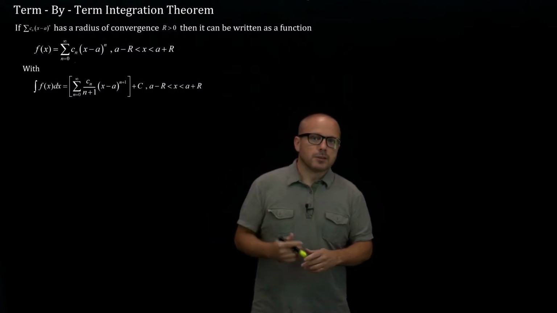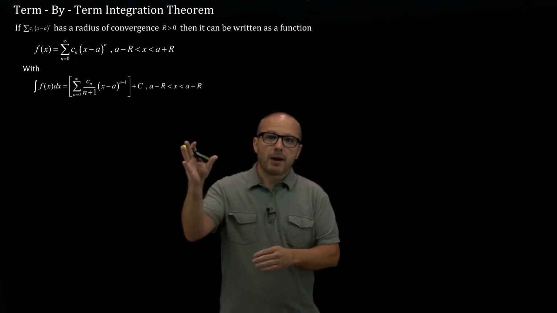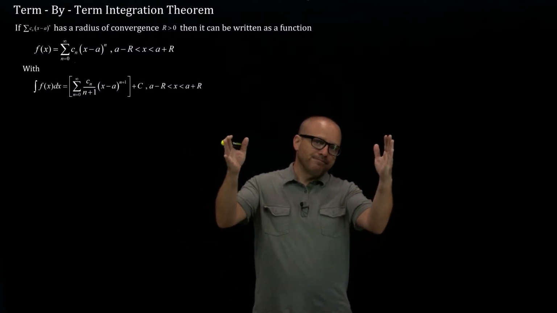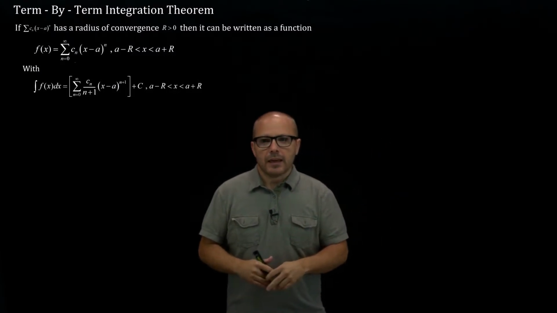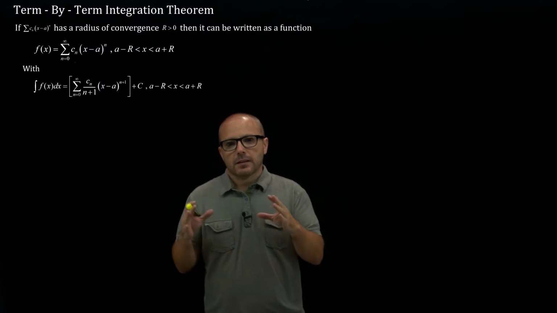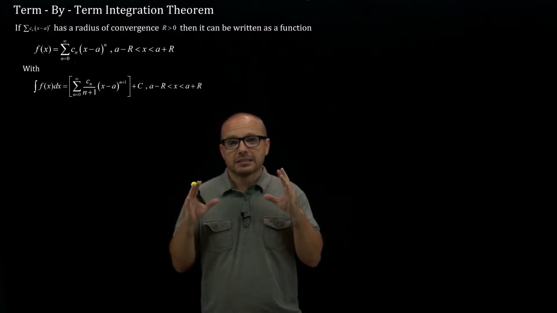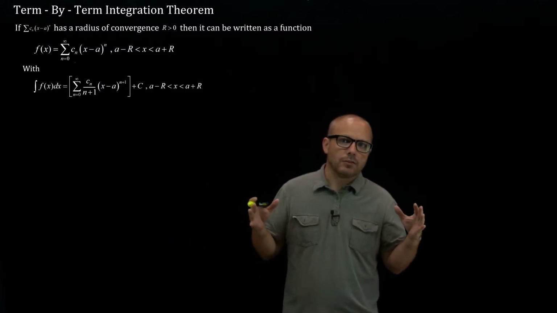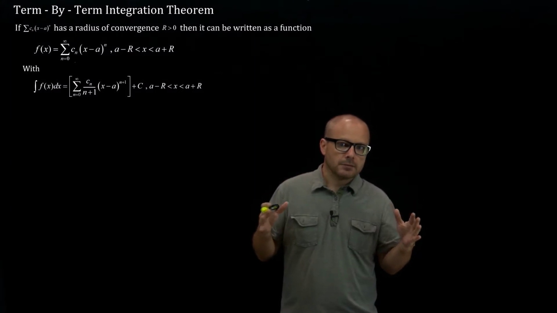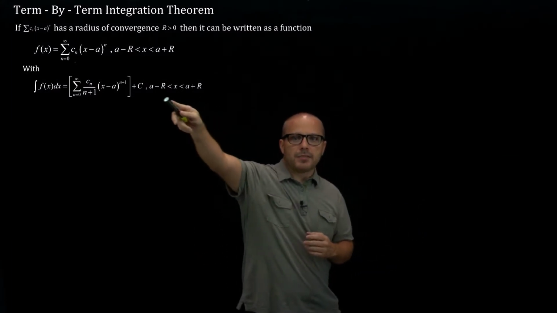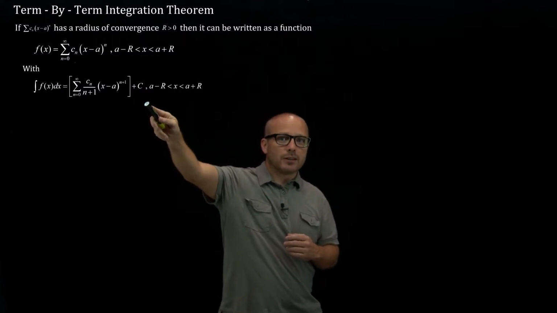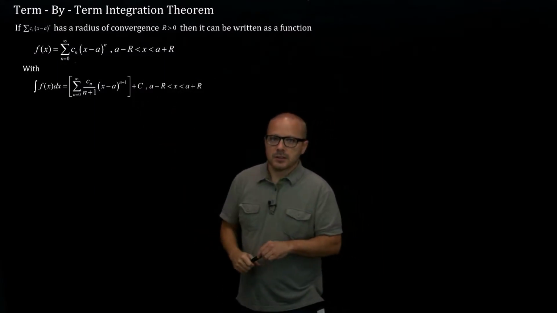So the term-by-term integration theorem says if you have a power series there and you have some non-zero radius of convergence, then the function there, f of x, is not only integrable, but integrable over that whole domain, over that whole interval of convergence. And notice we've got the plus c in there, right? There's always a constant of integration.